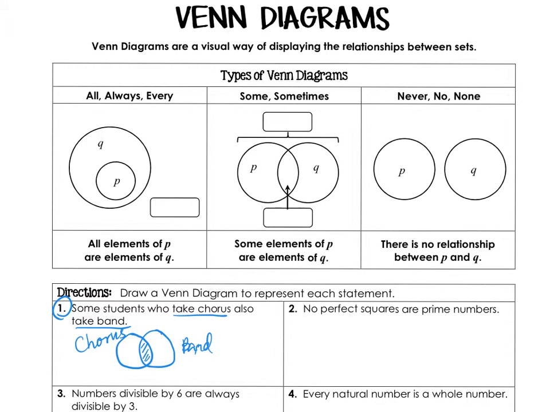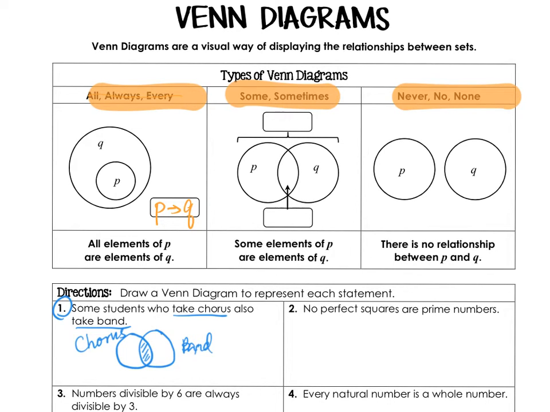Now let's backtrack to the top where it says types of Venn diagrams. Notice these keywords here. When we have something that's all-inclusive, such as all, always, everything, and we apply those to two sets of elements, one set called P and a second set called Q, we're saying that all elements of P are also elements of Q. And the Venn diagram is to put the circle of P inside the circle of Q.